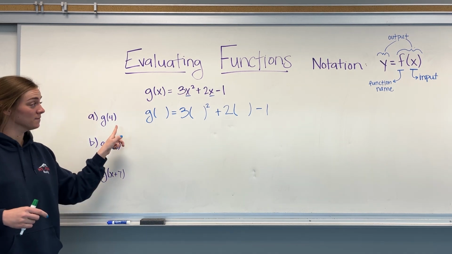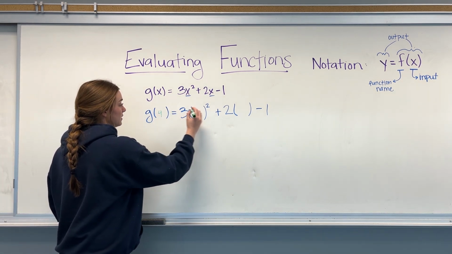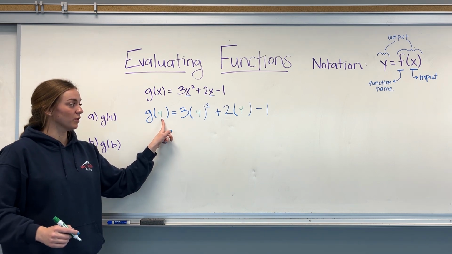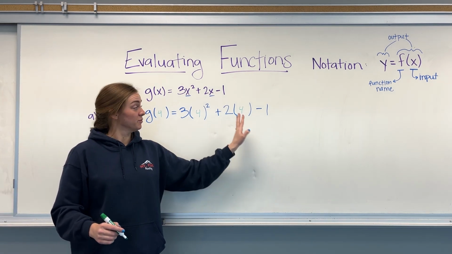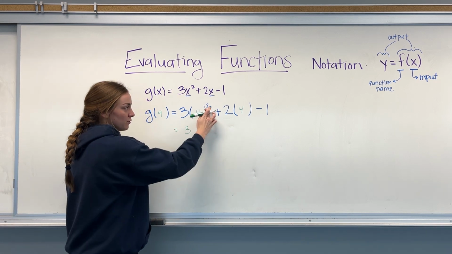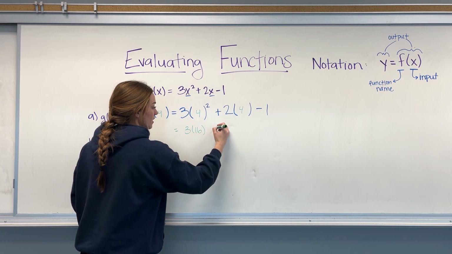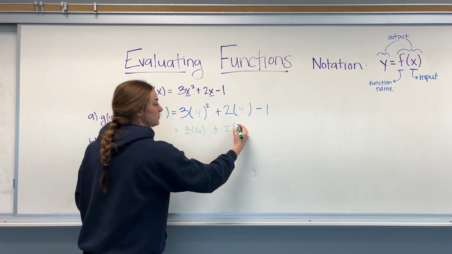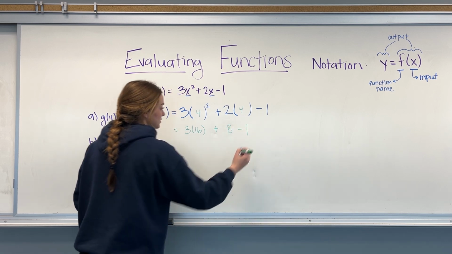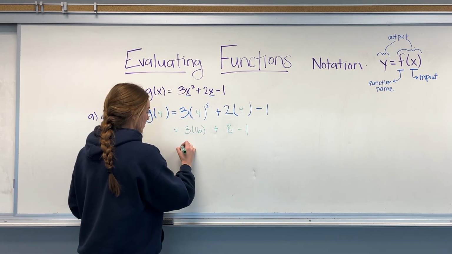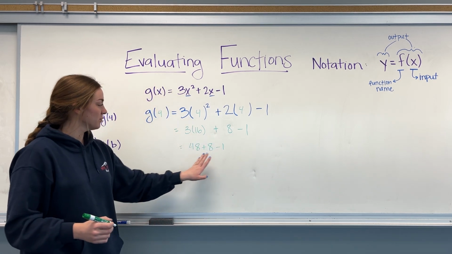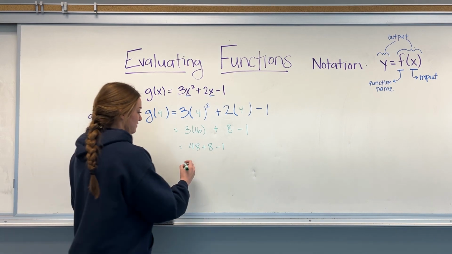Okay, so for g of 4, we find all the parentheses and we just plug in 4. So we're using function g and our input is 4, and then we have our function here with our inputs plugged in, and then you just evaluate, you just solve. So we've got 3 times 4 squared, which is 16, plus 2 times 4 is 8. We'll just write that. Minus 1. And then you just keep solving. So 3 times 16, I believe, is 48, plus 8 minus 1. And so 48 plus 8 is 56, minus 1 is 55.